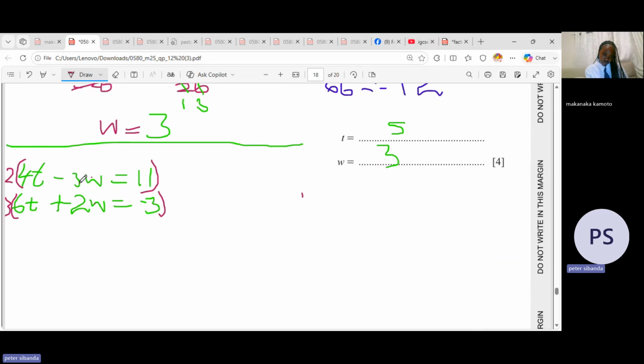All right. This one is 3, this one is 2. So this will be multiplied by 2 and this will be multiplied by 3. Sometimes that just works without wasting much time. So the new equations are going to be what? Do the multiplications. It's going to be 8T.